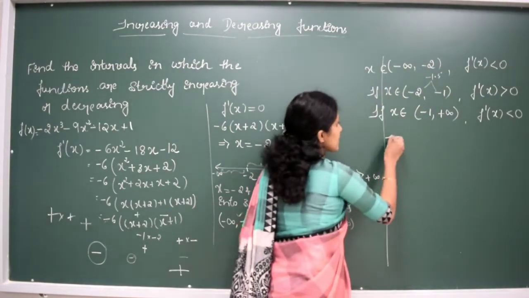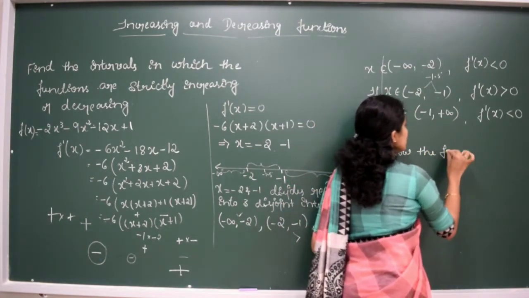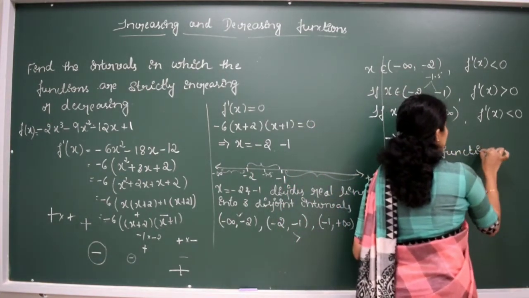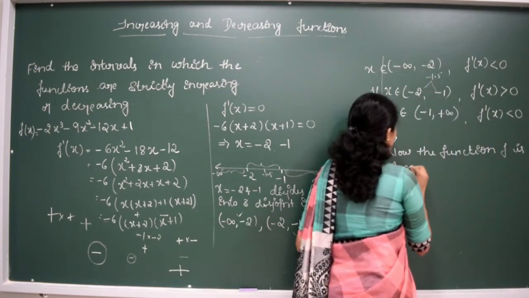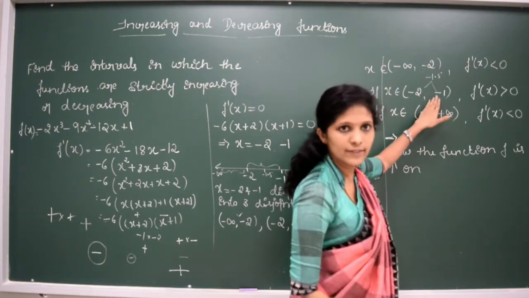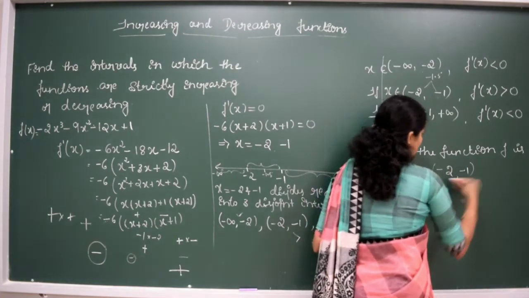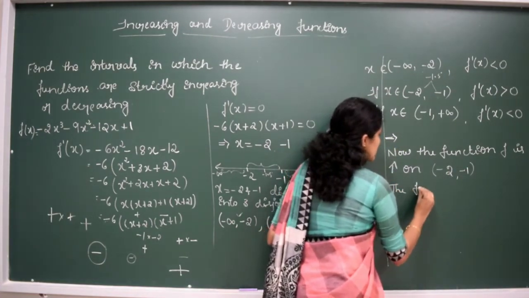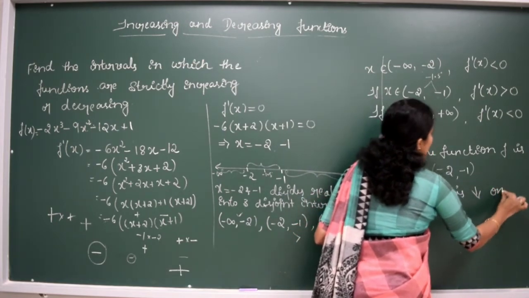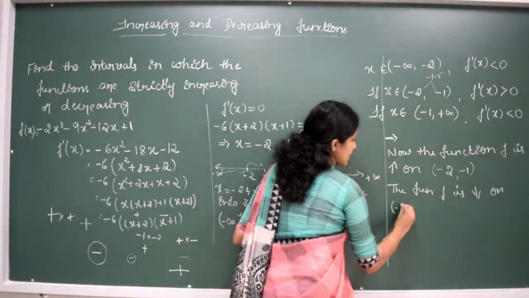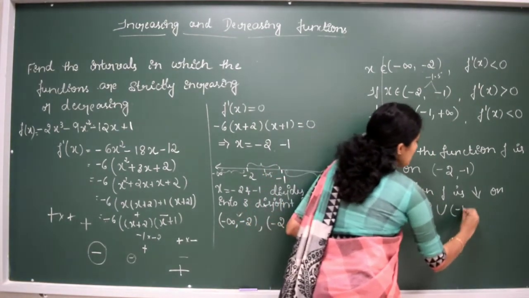Is it clear? Here, how to write it: function f is strictly increasing on, what are the intervals strictly increasing? Only one is there, where f dash of x is greater than 0. So on minus 2 to minus 1, the function f is increasing. The function f is decreasing on two intervals: minus infinity to minus 2 union minus 1 to plus infinity.